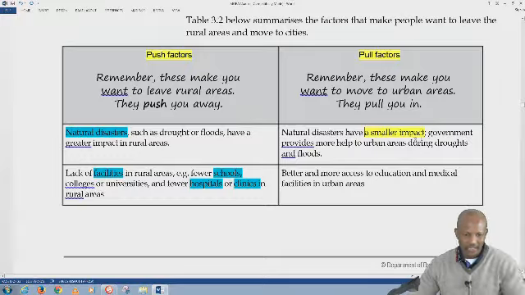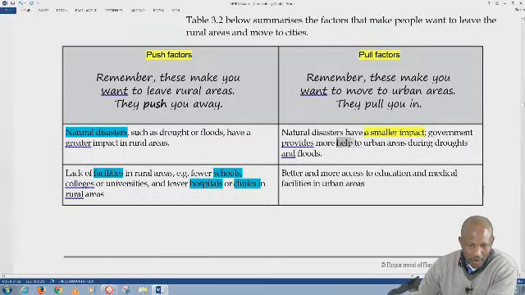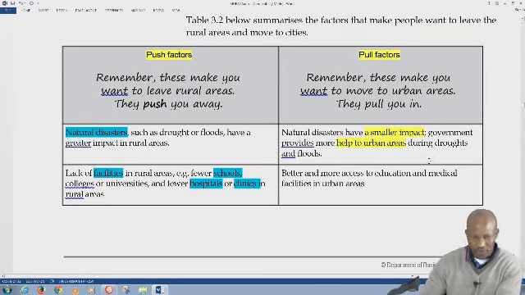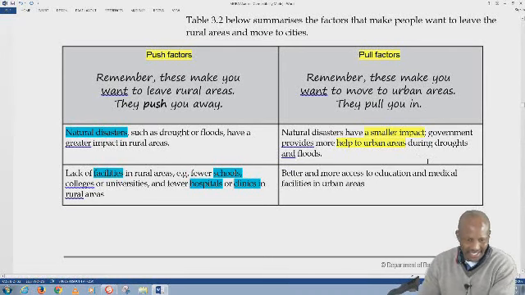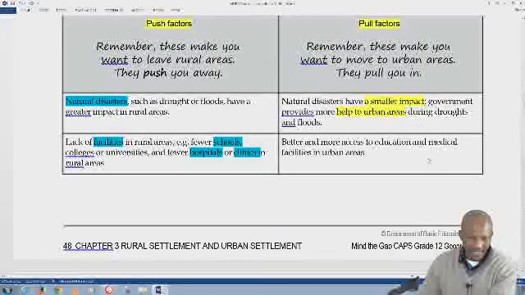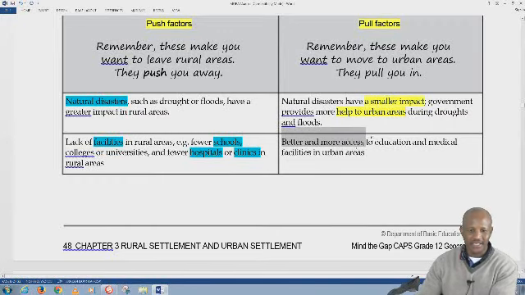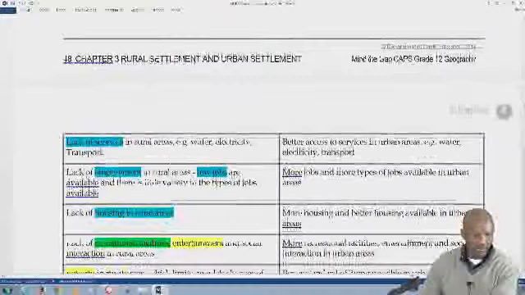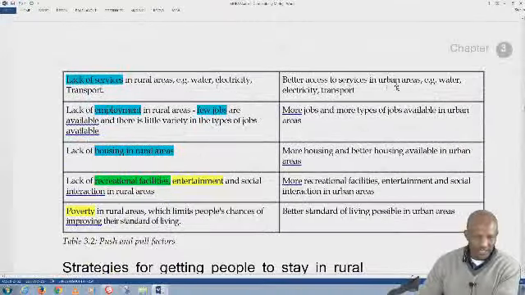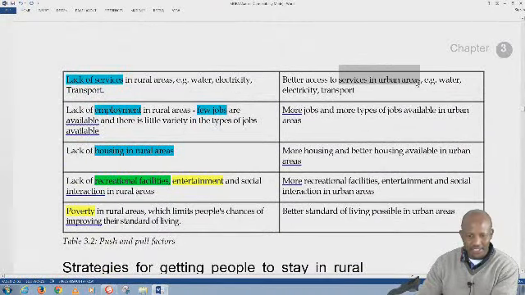There's lesser impact because government provides more help on urban areas that are stricken. That's why we've got disaster management strategies always in urban areas. And then we said this, in rural areas there's a lack of facilities, but in urban areas there's what? There's more access to facilities. Definitely you'll come. And then lack of services, then in urban areas there's a lot of services that you'll get.